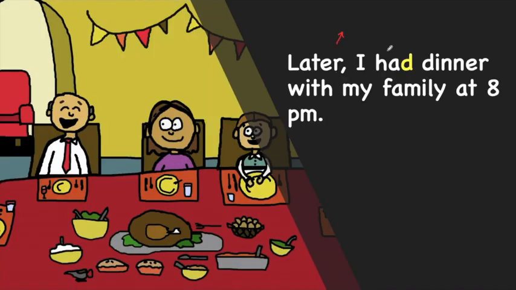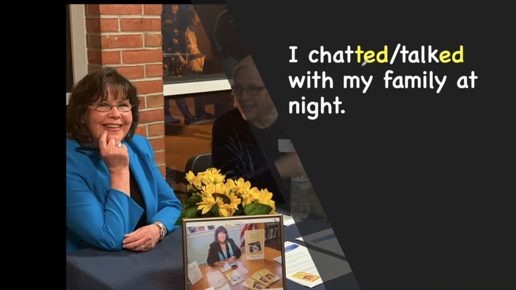Later, I had dinner with my family at 8 p.m. 9 p.m., 10 p.m. Okay, at 8 o'clock at night. So if you say o'clock, you have to say morning, at night. So in the morning, okay, in the evening, or at night. Again, so later I had dinner with my family at 8 p.m. I chatted. See, it will become like this. Double T-E-D, chatted. So when you have t or d ending, it will become id, okay? I-D, when you say it. So, not chatted, chatted, tid.